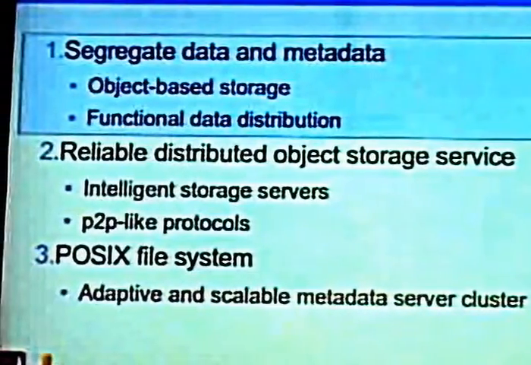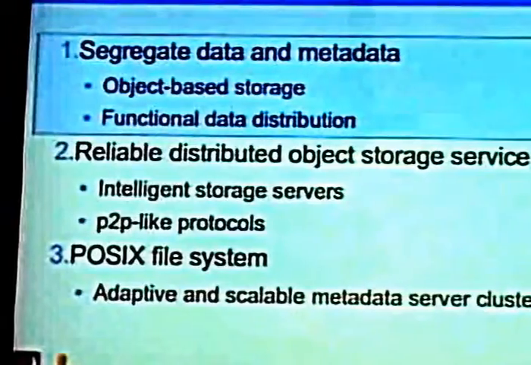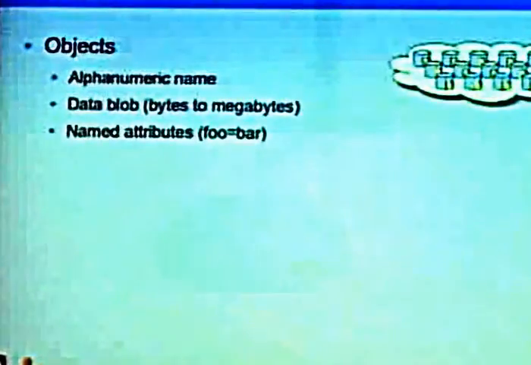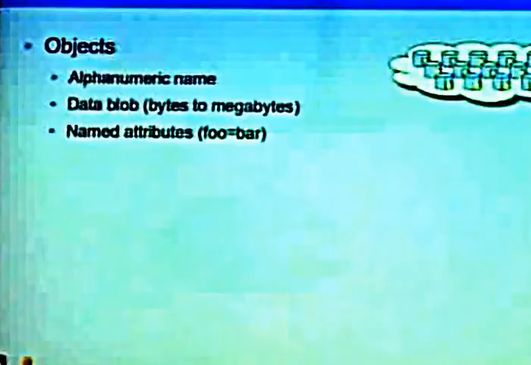So I'll start with what I mean by object-based storage. In contrast to traditional file systems, which work with a raw disk and fixed size blocks that are numbered off to some big number, object-based storage looks at objects. They have some alphanumeric name and a data blob associated with them, like a file that can range from bytes to megabytes. And they can also have named attribute pairs to store metadata about that object.